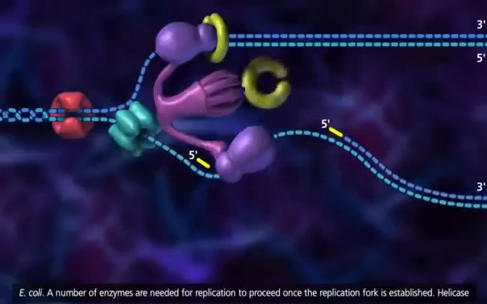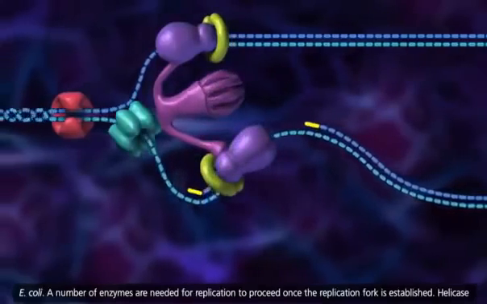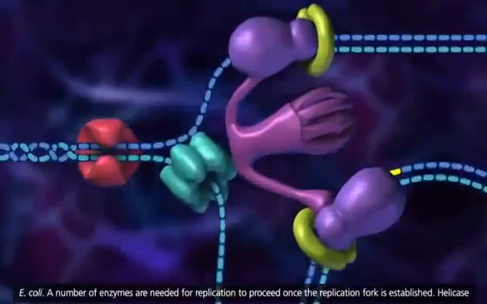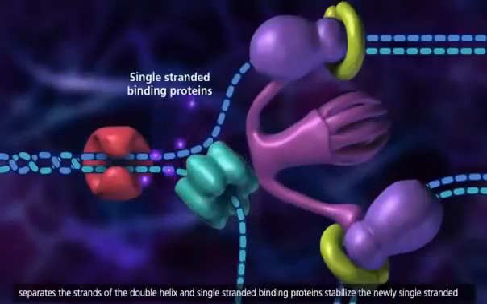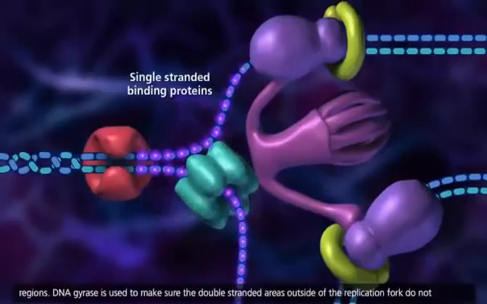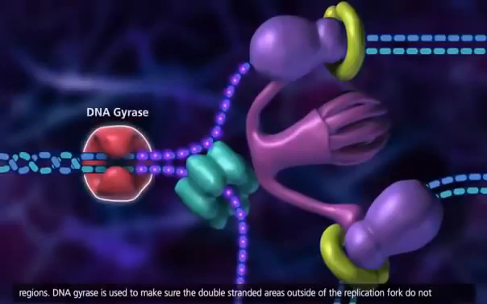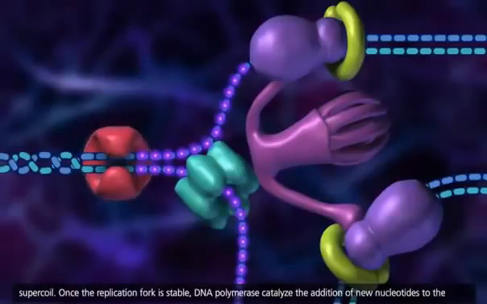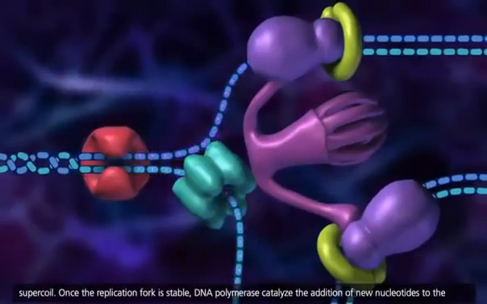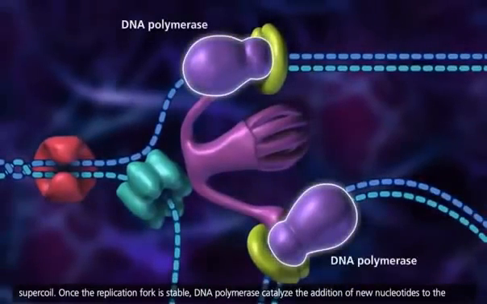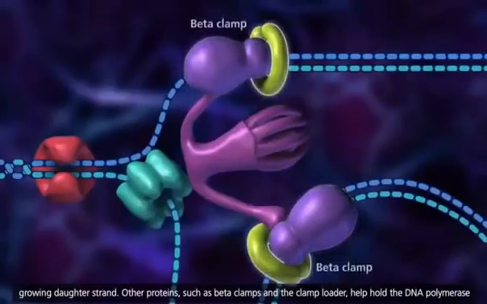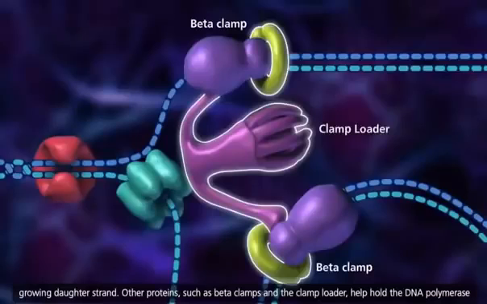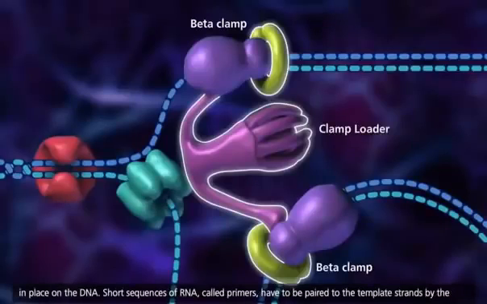A number of enzymes are needed for replication to proceed once the replication fork is established. Helicase separates the strands of the double helix, and single-stranded binding proteins stabilize the newly single-stranded regions. DNA gyrase is used to make sure the double-stranded areas outside of the replication fork do not supercoil. Once the replication fork is stable, DNA polymerase catalyzes the addition of new nucleotides to the growing daughter strand. Other proteins, such as beta clamps and the clamp loader, help hold the DNA polymerase in place on the DNA.